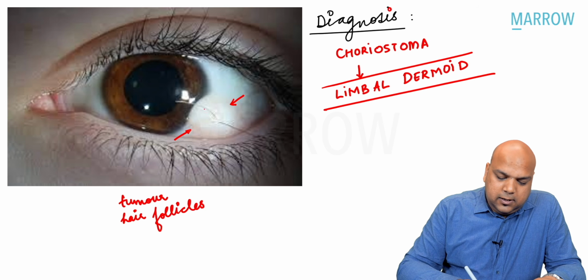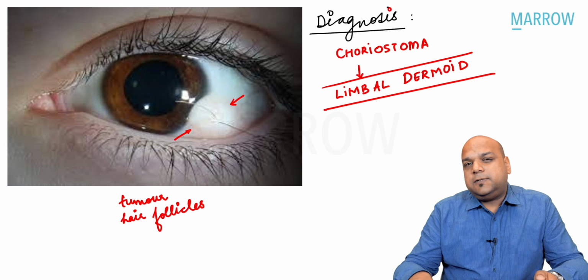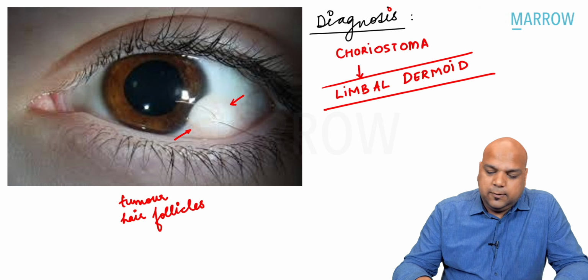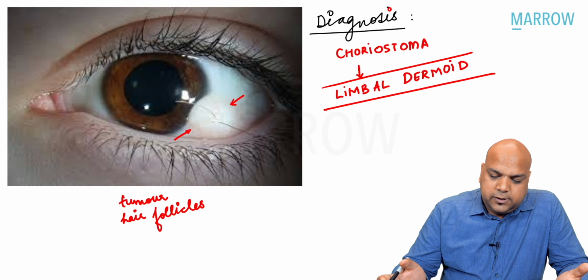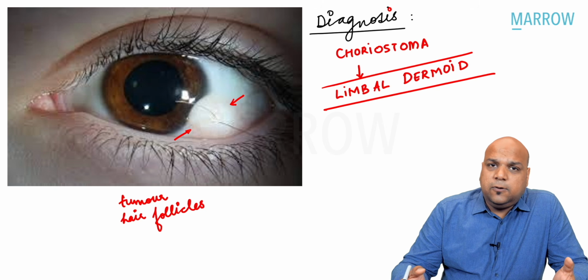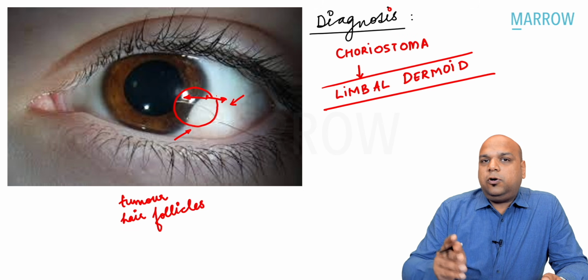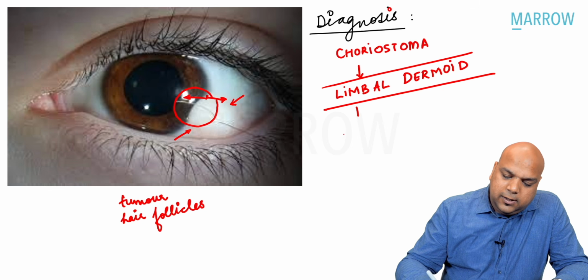I hope you understand this. Limbal dermoid, a tumor which goes from the limbus. But it will always have some kind of hair follicles visible to you in the photograph to be able to diagnose. Now, what do we need to understand about limbal dermoid? Does limbal dermoid cause any loss of vision in the eye? No, it does not. But if the size increases, see, it is going from the limbus, so it is going towards the sclera and going towards the cornea both. So if its size increases, it can impinge onto the visual axis, or it can cause astigmatism.